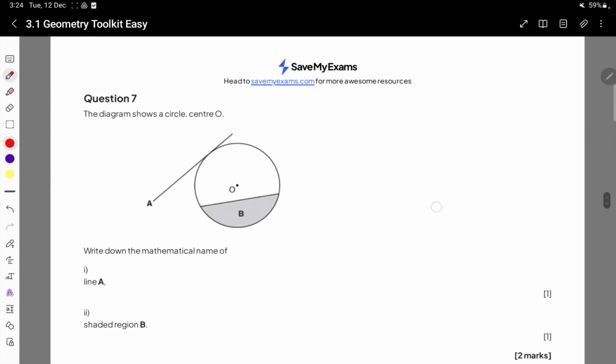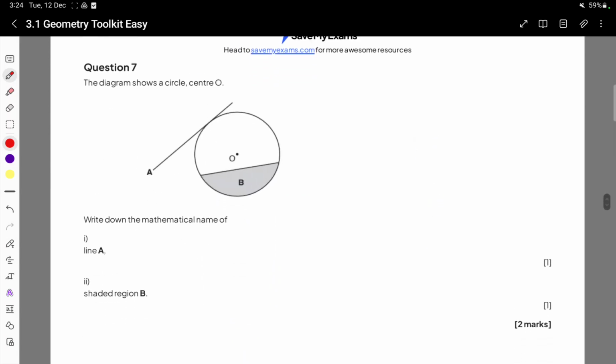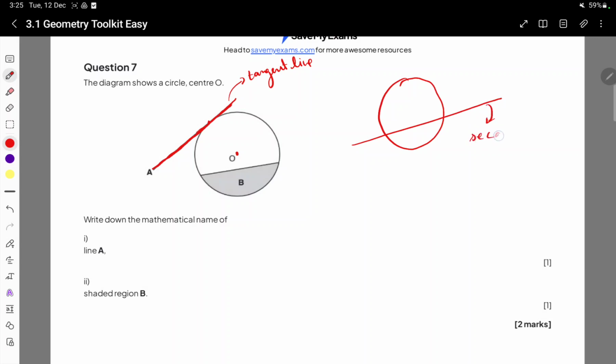Okay. Now the last question, question number 7. The diagram shows a circle, center O. Write down a mathematical name of line A. See here, it is just touching at one single point, which means we call this line a tangent line. If it is touching at 2 points, then we call this line a secant line. So the answer for the first one is that line A is a tangent.